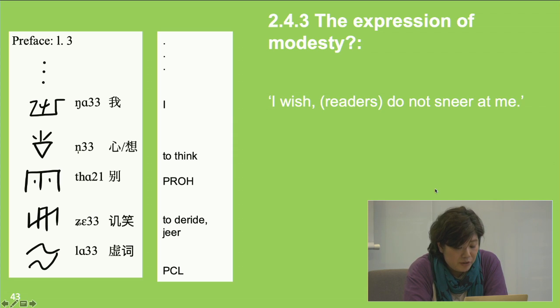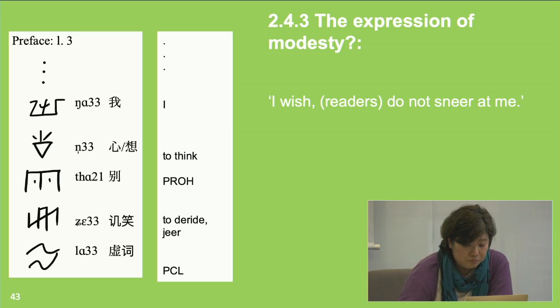And in the third line, the meaning of its first half part is vague, so I dare not demonstrate it here, but in the latter half as displayed here, I wish, I think or I hope, I have something in mind that means something like this. I wish readers may not sneer at me. Ta, that means prohibition. Yela, that means a sneer at or deride or jeer or something like that.